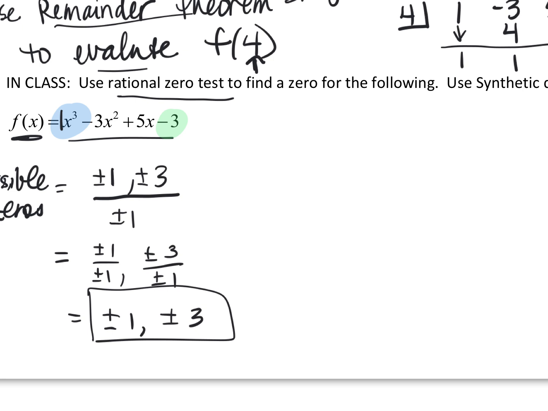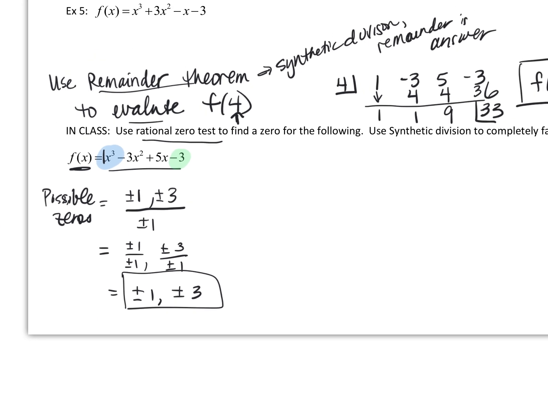Positive 1. Does everybody see that? Yeah? So positive 1 is for sure a solution to this equation. So that's the one I'm going to do synthetic division with. All right? That's how you decide. So I'm going to do 1, and I'm going to put in my coefficients. I should end up with a 0 for remainder, since I've visually seen it is a solution to this thing. So there should be no remainder.